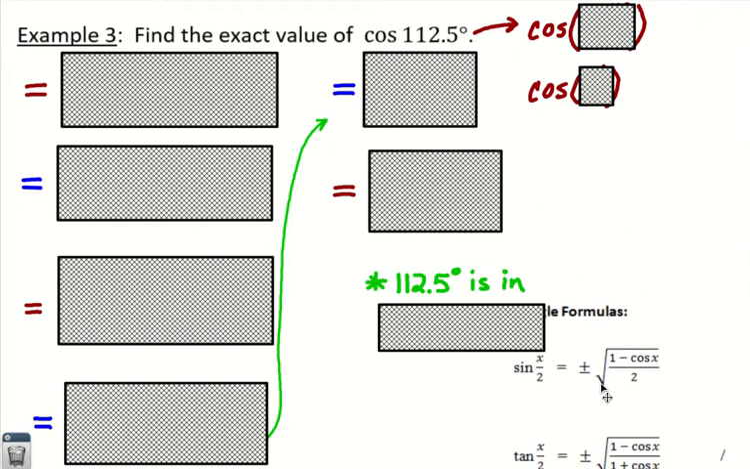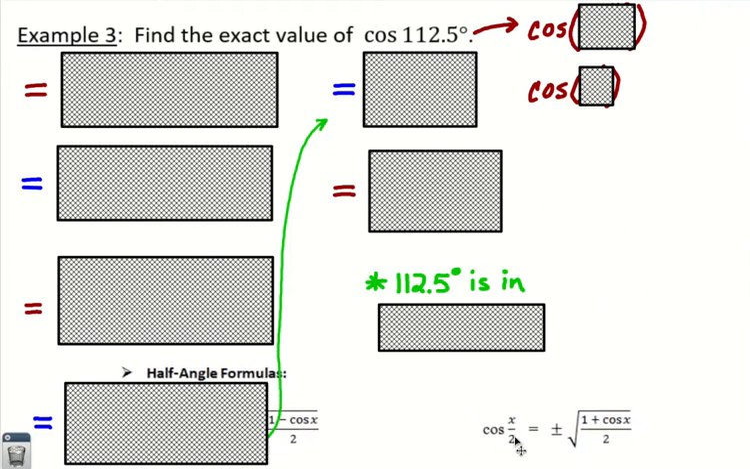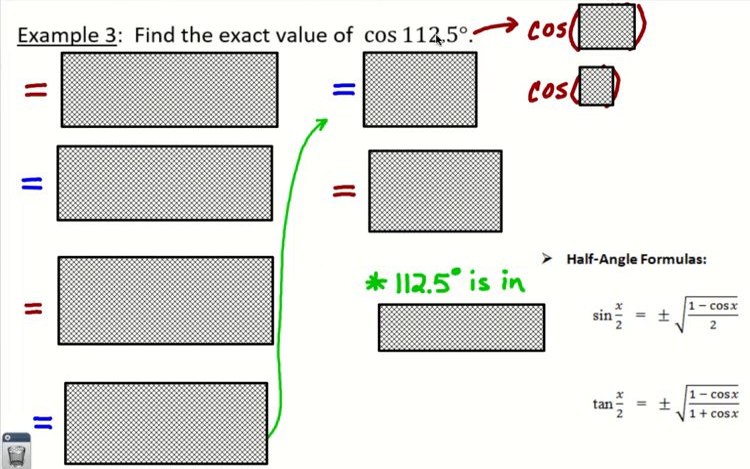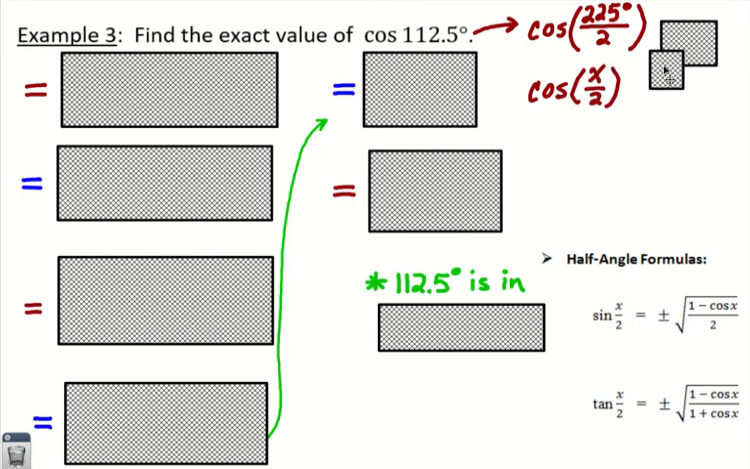That's also a thing. Okay? The half angle formulas. And what if we rewrote 112.5 as 225 divided by 2? Because 225 divided by 2 is the same as 112.5. And 225 is a nice angle that we like.